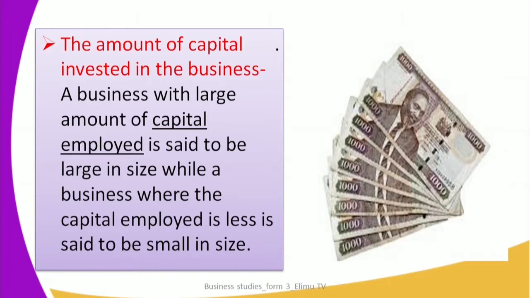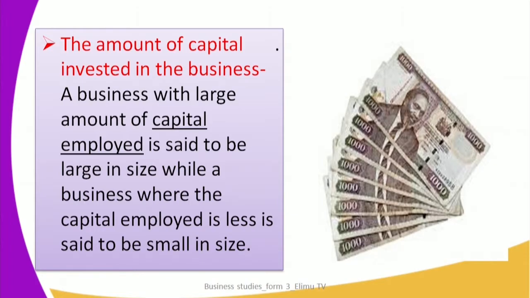So it goes without saying that it is taken that farm A is a larger farm, while farm B is a smaller farm, because you can see farm A was started using a capital of 10 million. Farm B was started using a capital of 2 million. So the one with the higher capital employed is said to be the large farm. What do you think is the limitation for this particular point?